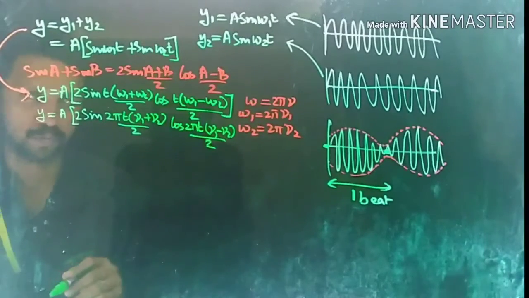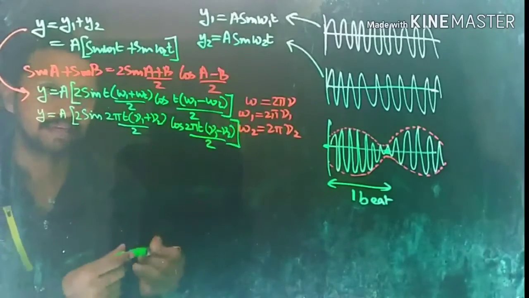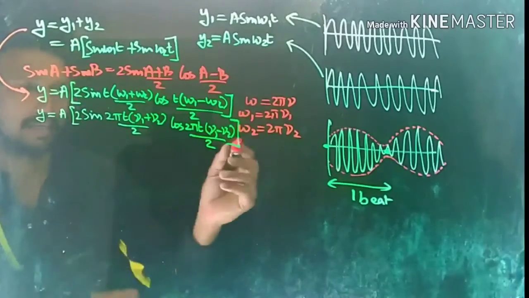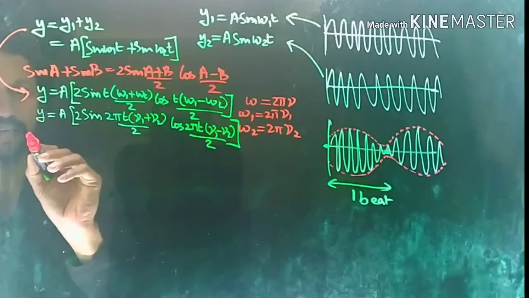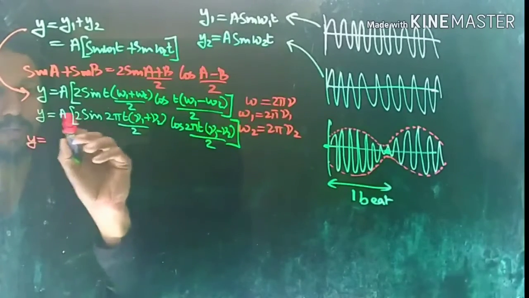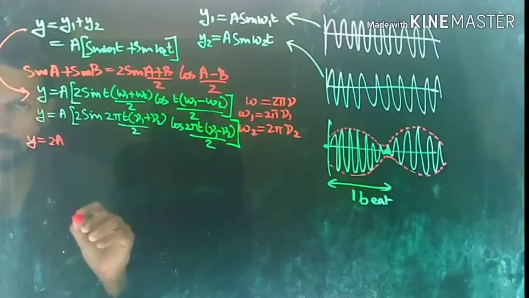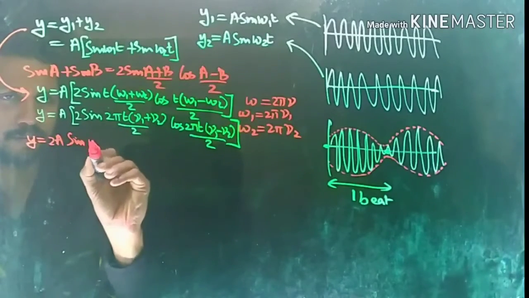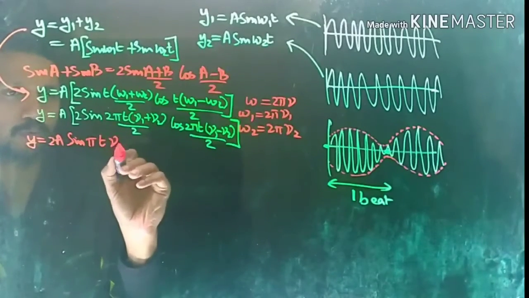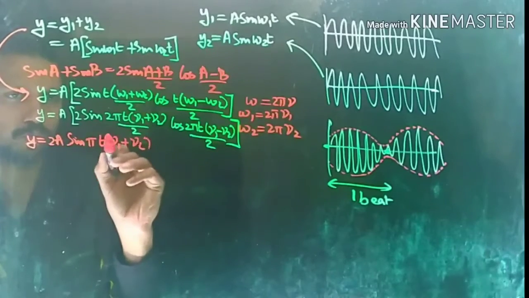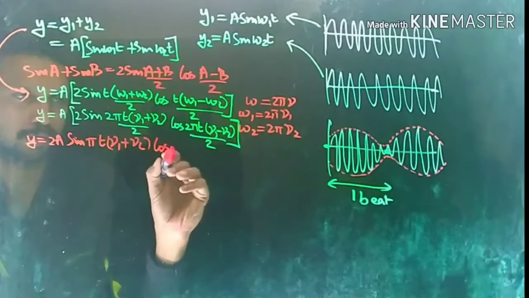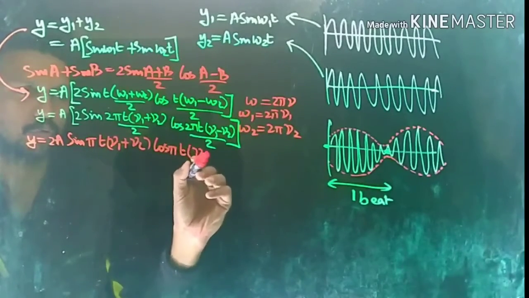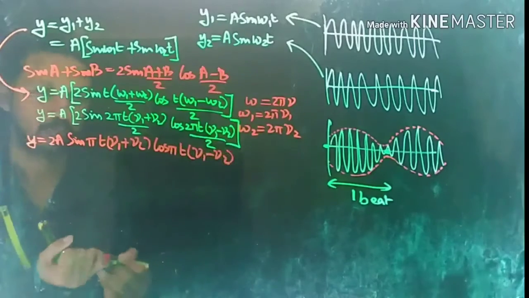Then the 2 and 2 will get cancelled. Therefore, I could rearrange and write the equation as y is equal to 2a sin, the 2 and 2 get cancelled, pi t into (nu 1 plus nu 2) cos pi t into (nu 1 minus nu 2). This is our equation.